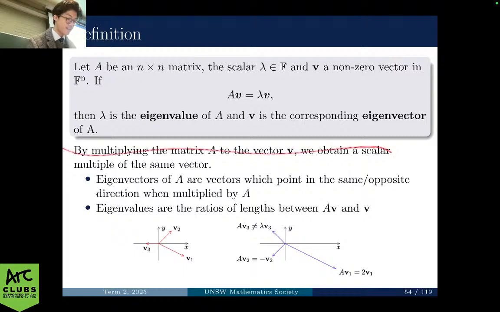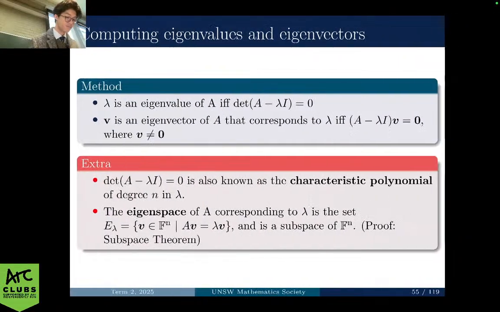And so this is our little definition here where we have A being an n by n matrix, the scalar being part of the field, and v being a non-zero vector in the nth field. Eigenvectors produce vectors which point in the same and opposite direction when multiplied by the matrix, and the eigenvalue is the scalar or the ratio which produces that.